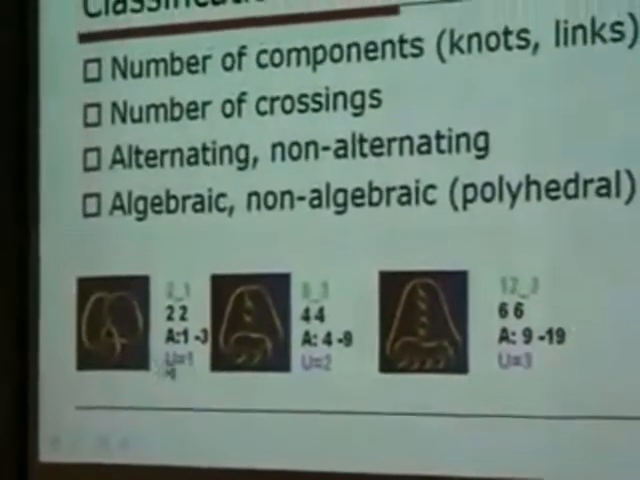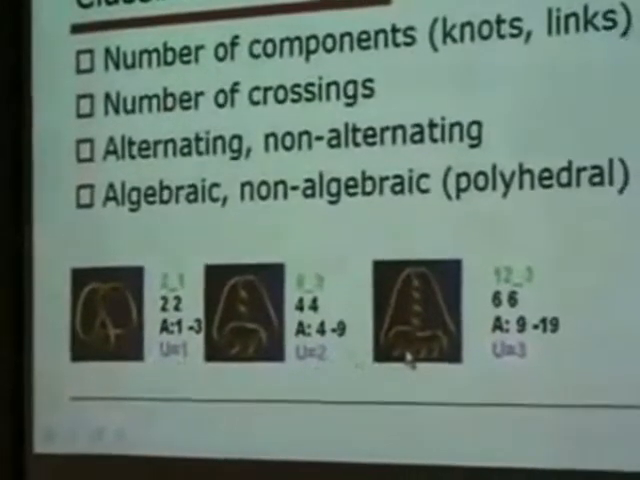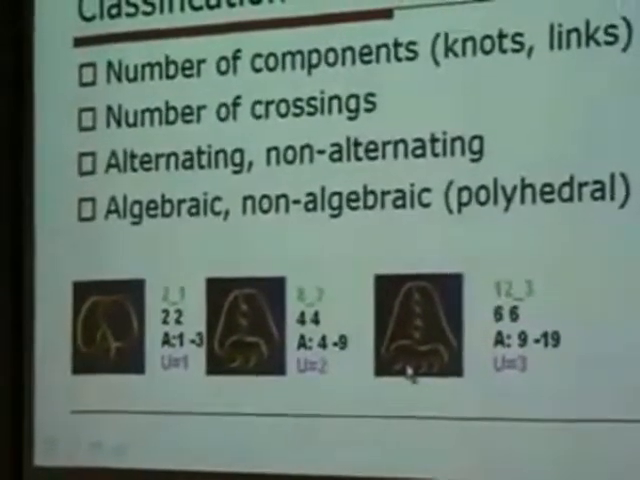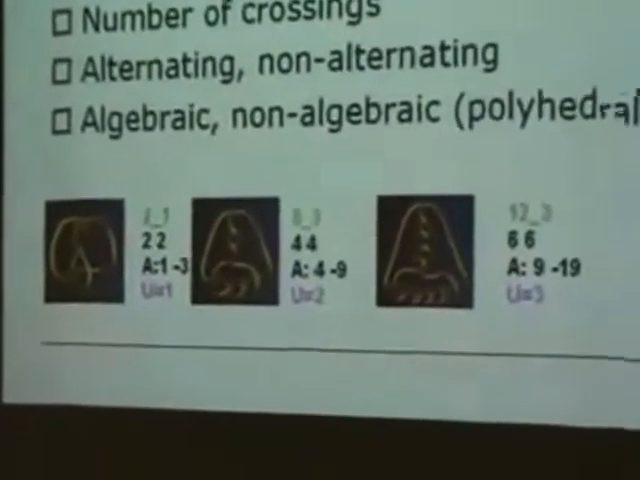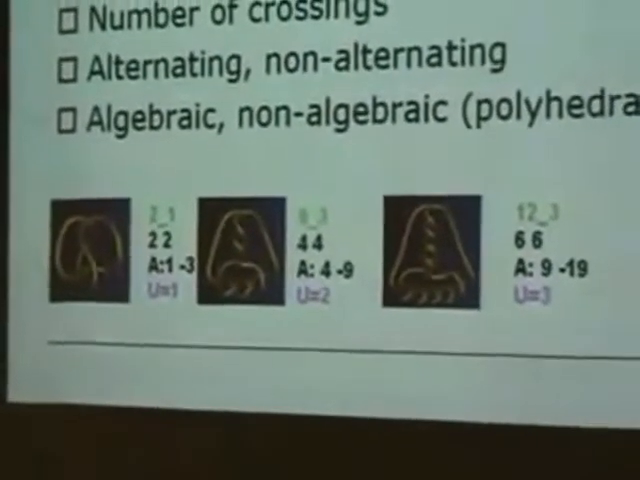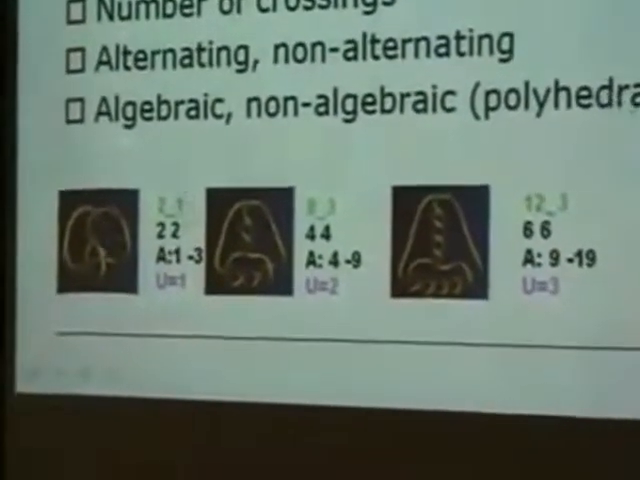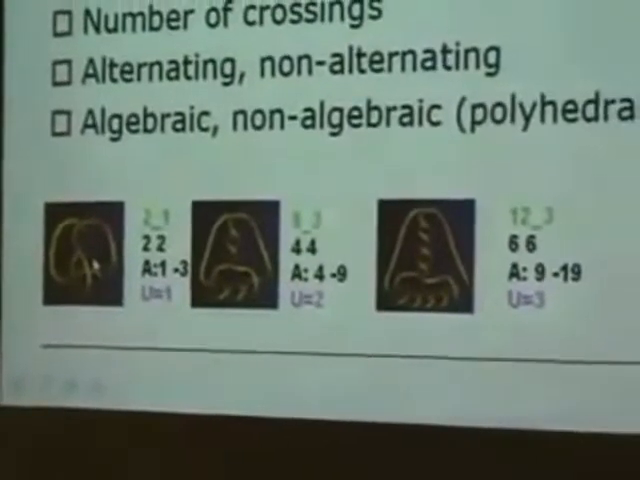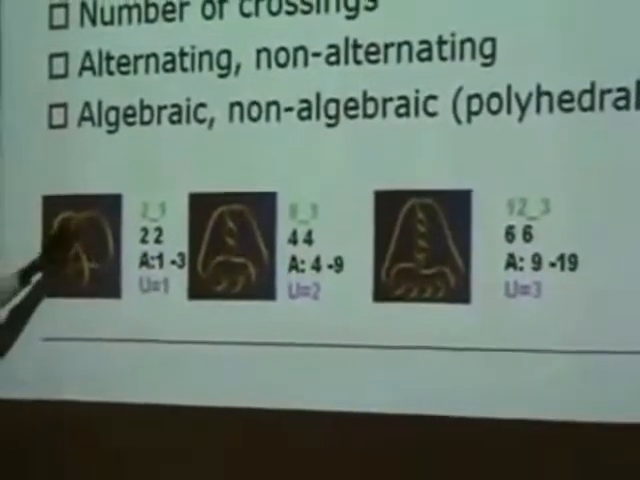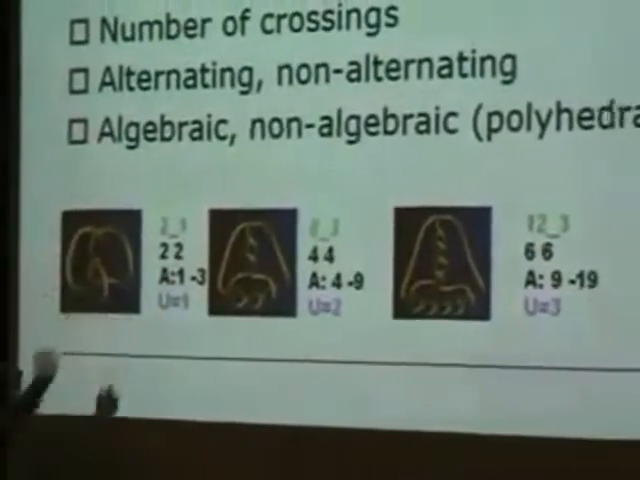For example, the unknotting number, which is denoted in pink. That's the number of crossing changes that you need to make to get from your knot to an unknot. So here, the unknotting number is 1, and you can just imagine that you switch this one, you put it behind this one, and it's going to unwrap. So the first one has unknotting number 1, the second one unknotting number 2, and the third one unknotting number 3.